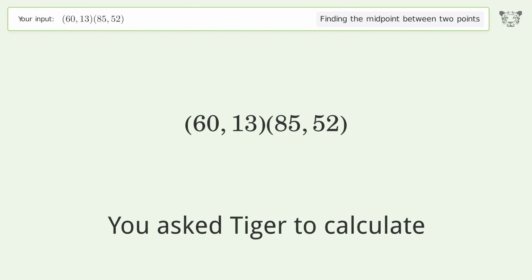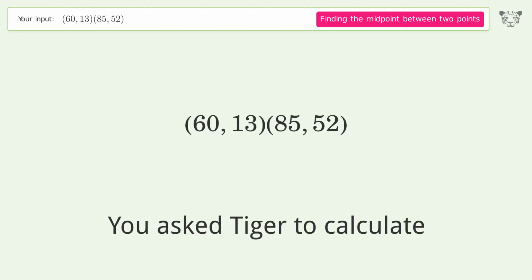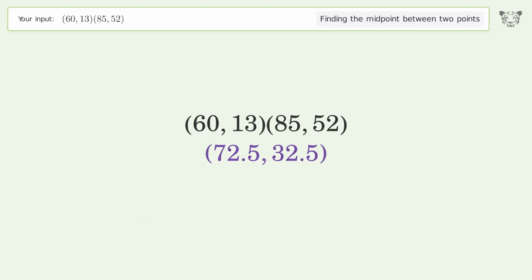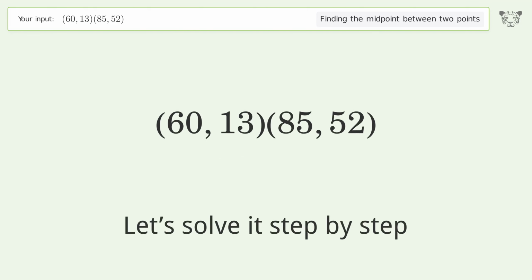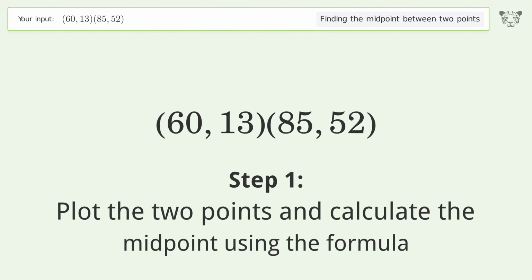You ask Tiger to calculate. This deals with finding the midpoint between 2 points. The midpoint between the 2 points is 72.5, 32.5. Let's solve it step by step. Plot the 2 points and calculate the midpoint using the formula.